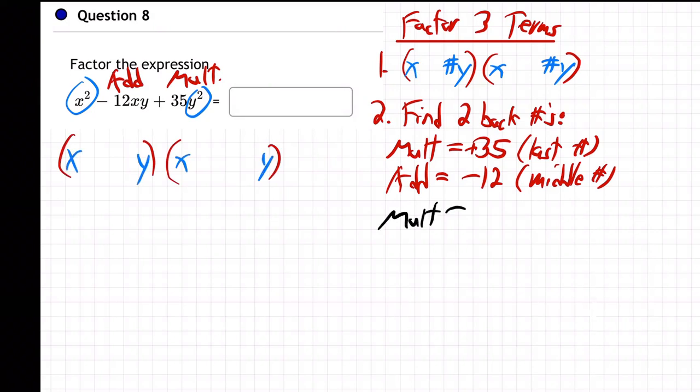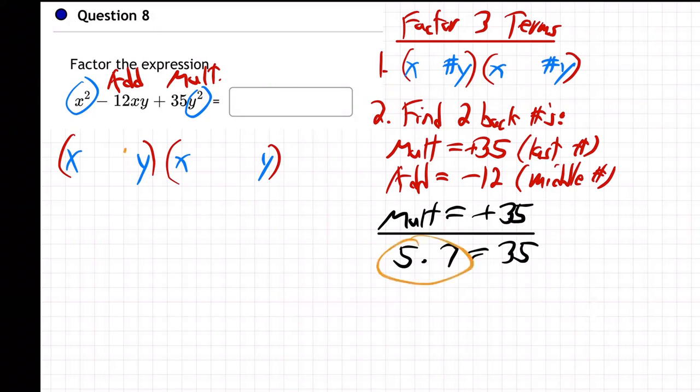Well, they have to multiply to equal plus 35. So what two numbers multiply to be 35? Well, use your calculator if you're rusty. 5 times 7 is 35. I don't know what else. That's pretty much it. Can they make 12? Yeah, that's my pair of numbers, 5 and 7. So I'll put the 5 here and the 7 there. You could switch them. The order doesn't matter.